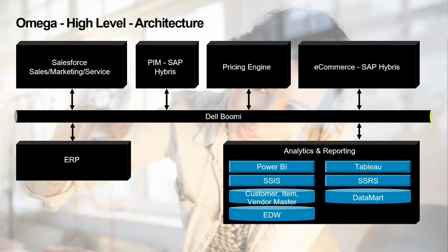That's where PIM is, where they're managing their products and all that. And they've got SAP Hybris as their e-commerce platform. They have a homegrown pricing engine, and then they have an ERP system, which is Sightline. And Boomi is the middleware which is connecting all these systems together. And then they've got the analytics on Microsoft.